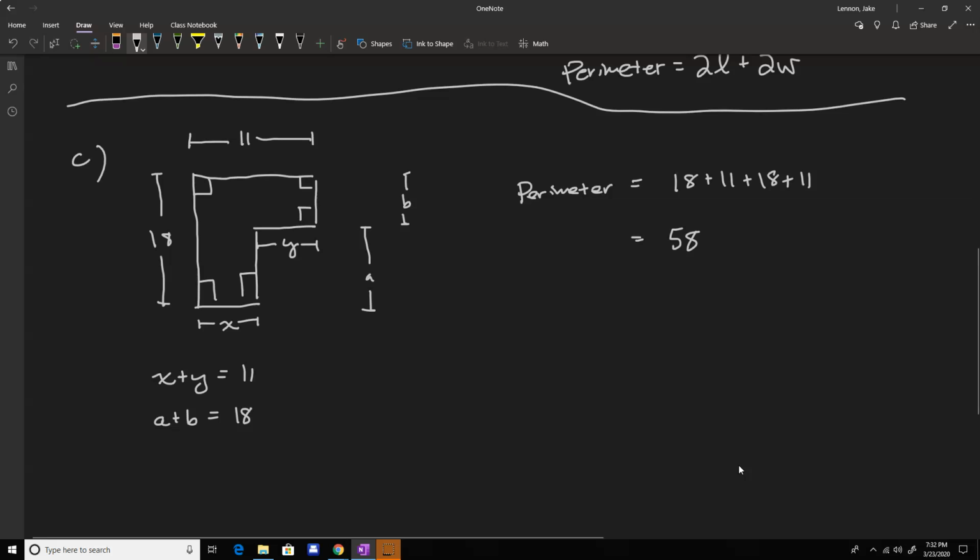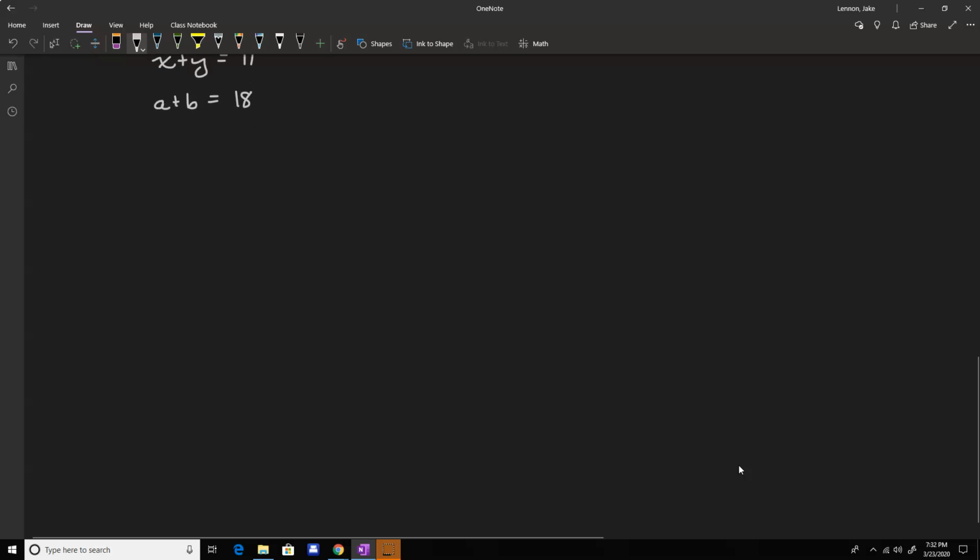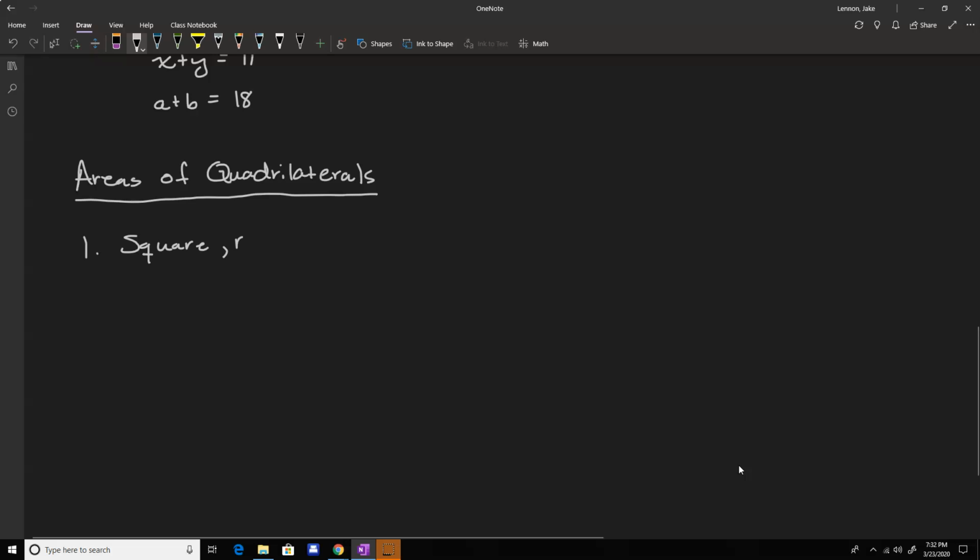So let's look at a few different areas here. There's a couple formulas, but really nothing too crazy. Again, we're just looking at quadrilaterals, so areas of quadrilaterals. Basically, the first one, the square, rectangle, and even the parallelogram all follow the same convention.